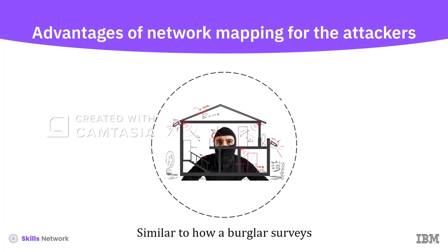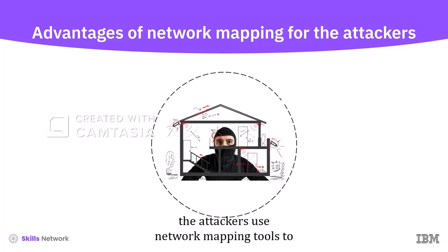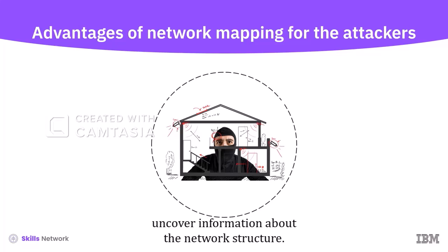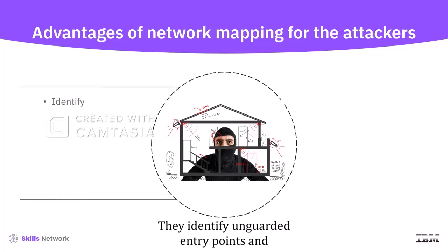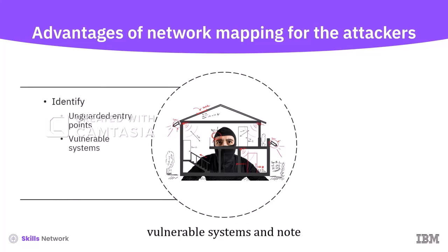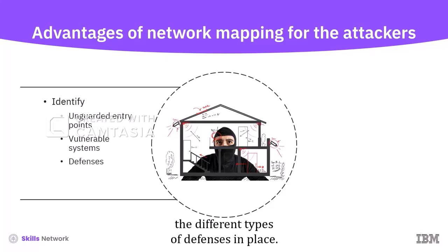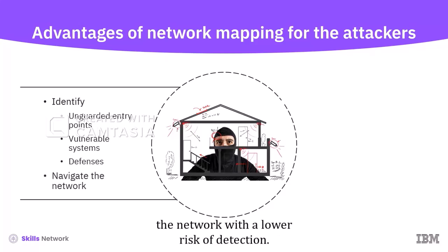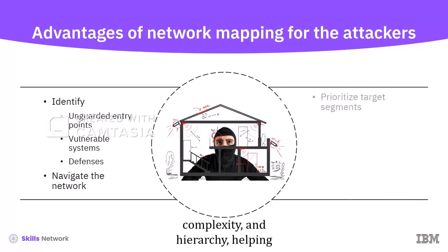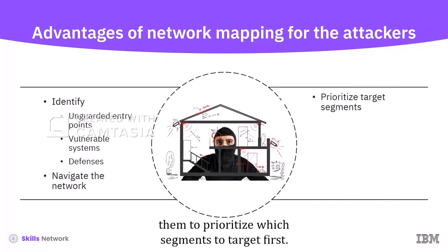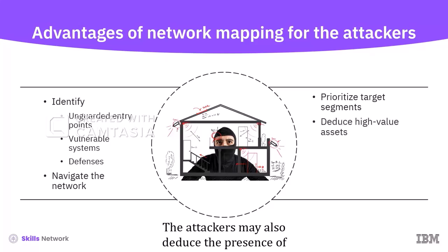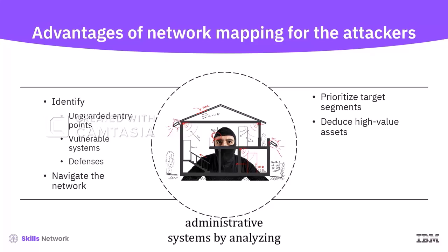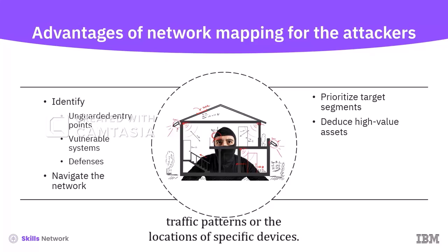Similar to how a burglar surveys a home or a business before breaking in, the attackers use network mapping tools to uncover information about the network structure. They identify unguarded entry points and vulnerable systems and note the different types of defenses in place. The attackers then navigate the network with a lower risk of detection. In addition, the attackers can infer the network's scale, complexity, and hierarchy, helping them to prioritize which segments to target first. The attackers may also deduce the presence of high-value assets, like databases and administrative systems, by analyzing traffic patterns or the locations of specific devices.